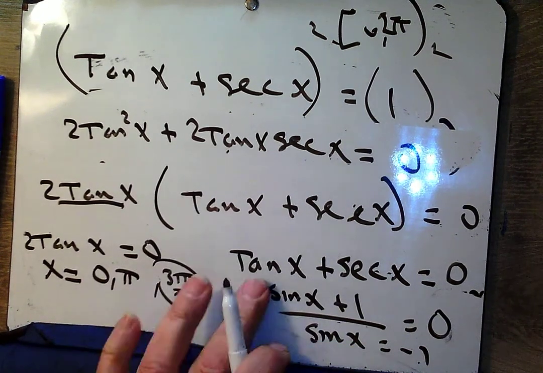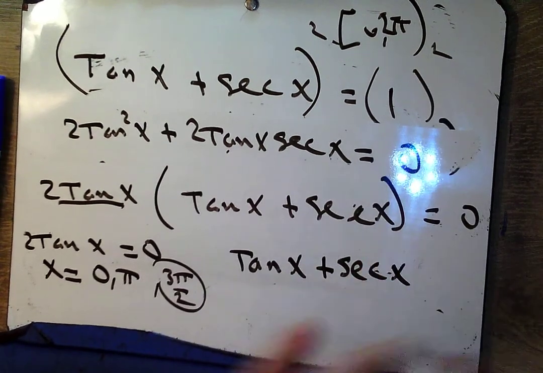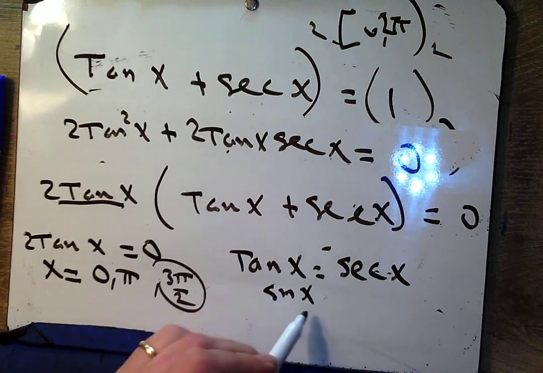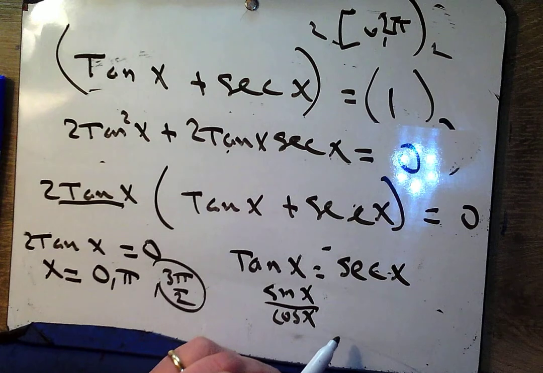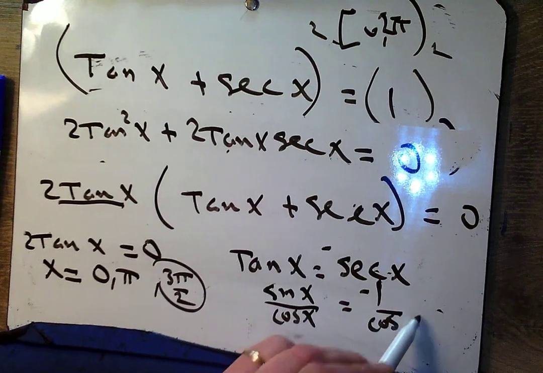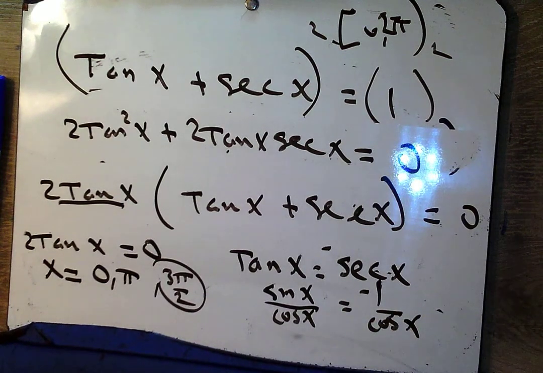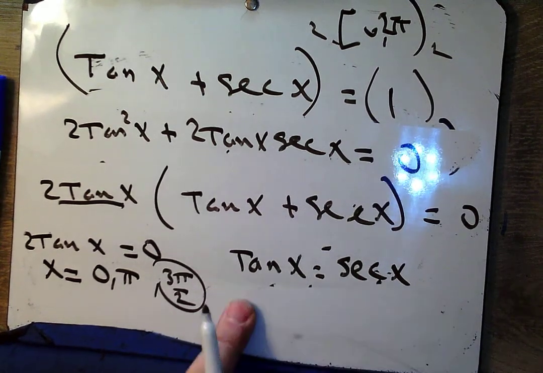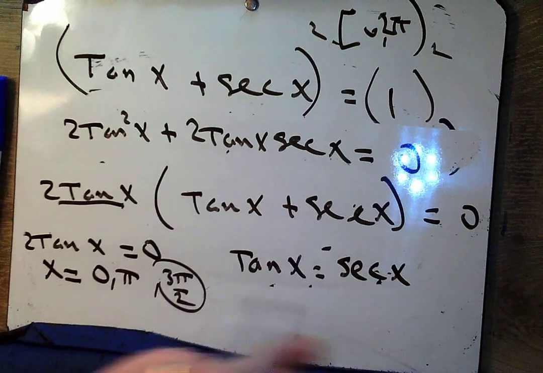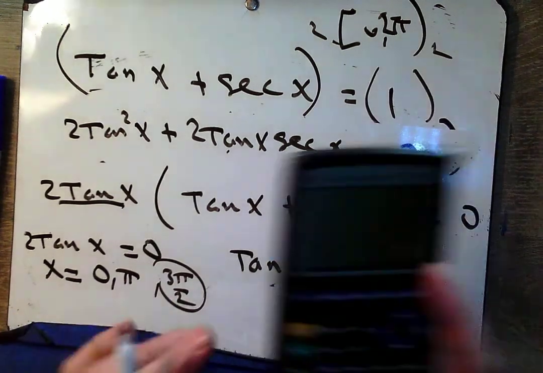Only one solution here. But let's try this other approach where we subtract secant from both sides. Okay, and so now I've got sine x over cosine x equals negative 1 over cosine x. No, that's going to get the same 3 pi over 2 answer. I feel like I'm missing something here. We tried multiplying both sides. Well, here's the way I'm going to confirm what I know.